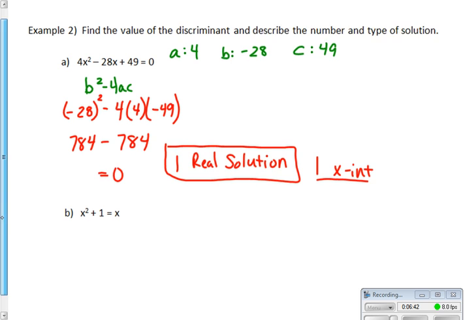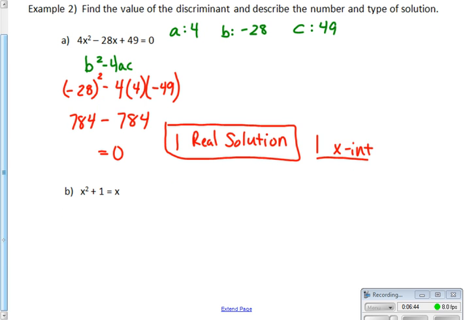I'm going to go ahead and have you work through B here. In order to work through B, remember, we have to set that equation equal to 0. Set it equal to 0. So subtract x from both sides. Rewrite it, and then go ahead and fill in your A, B, and C values. Check back in after you finish.